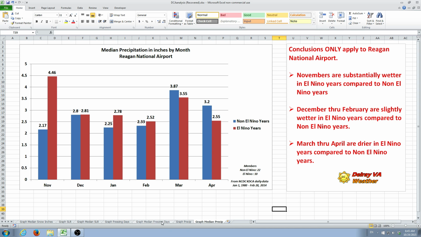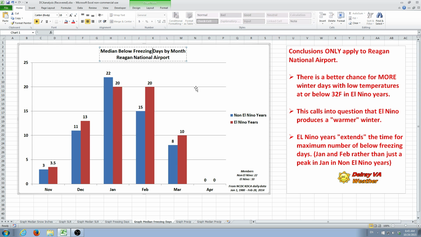Okay, the next thing we're going to look at here is the median below freezing days by month. This is the number of days in which the low at National Airport was at 32 degrees Fahrenheit or less. And the reason why that's important is that you need at least 32 degrees on the ground before snow will accumulate. So potentially the more days that are 32 degrees or below, given random distribution of precipitation, the more chance you have of snow.